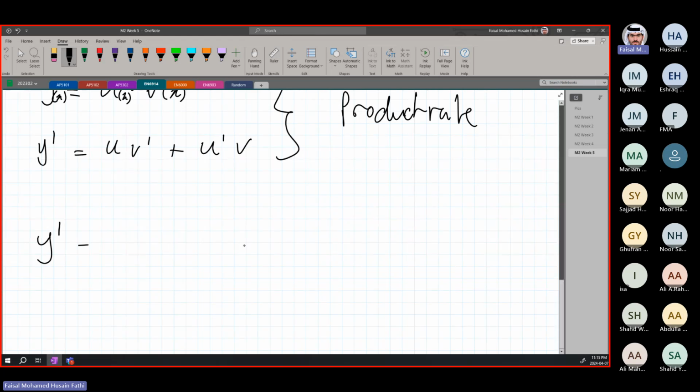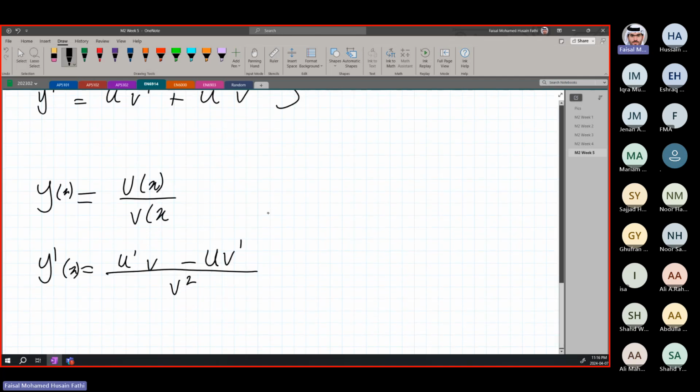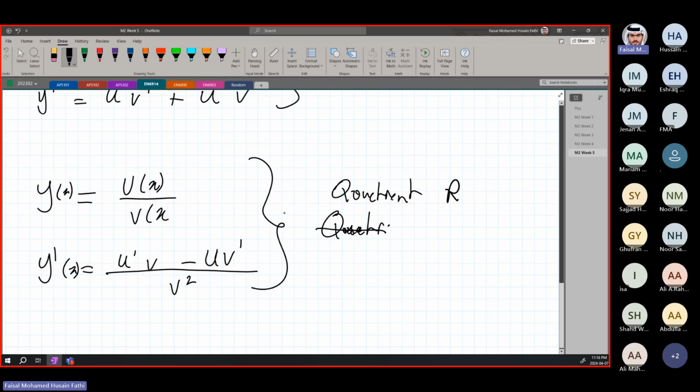Again, we have, let's say, another function which is u of x divided by v of x, which is the quotient. y prime of x is going to be u prime v minus u v prime all over v squared. This is another thing you need to remember. This is called the quotient rule. I think my spelling of quotient is wrong, but who cares. The important thing is you got the point.